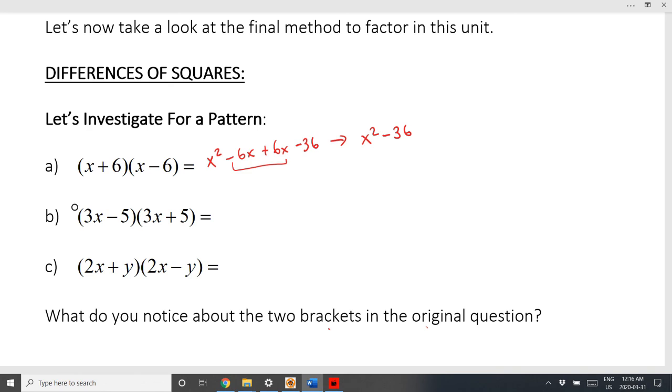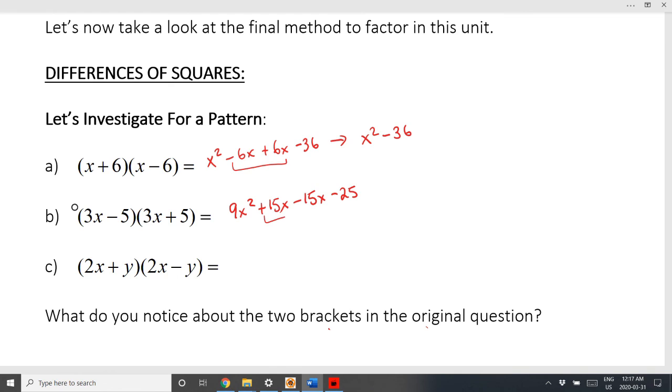Let's try another one. So we have 3x here, we have 3x here. We're going to multiply those together. So 3x times 3x, well, that's going to be 9x squared. Then we have 3x times positive 5. So that's going to become plus 15x. And the next one is going to be negative 5 times 3x, the inner. So it's going to be negative 15x. And then last, we're going to multiply the negative 5 and the positive 5. We're going to get negative 25.